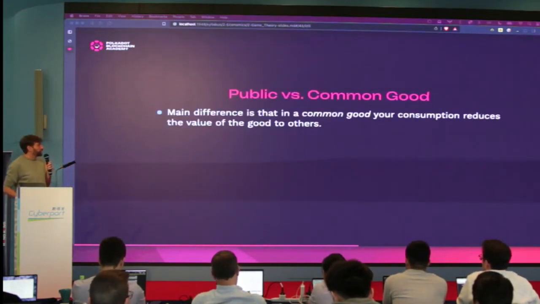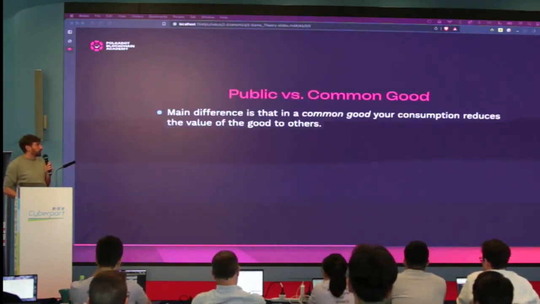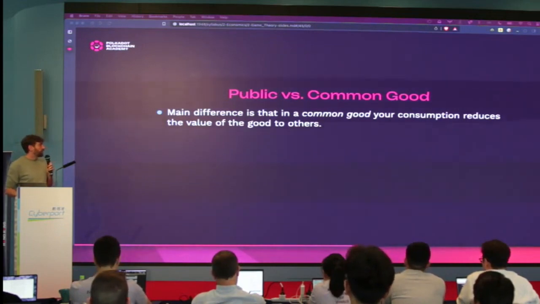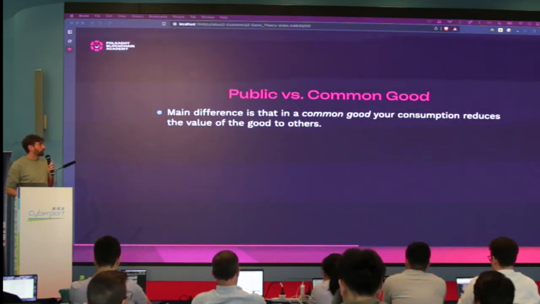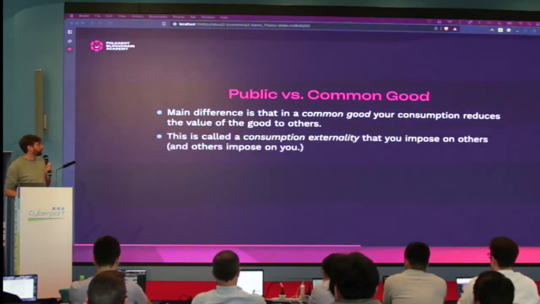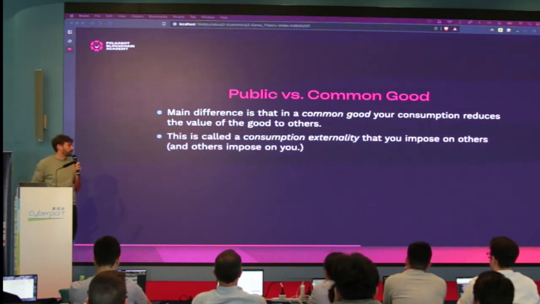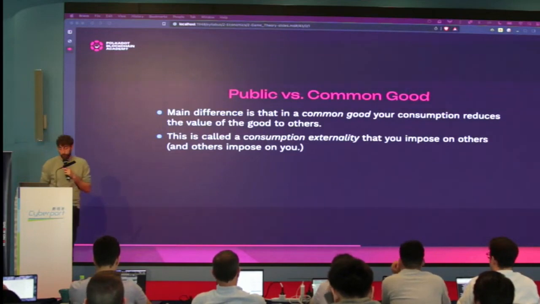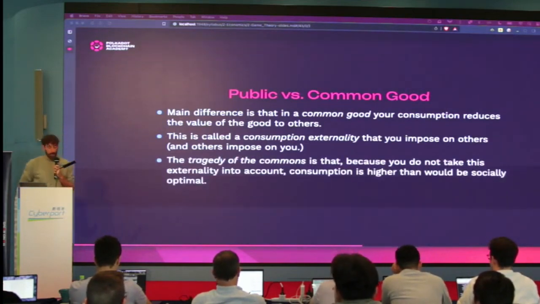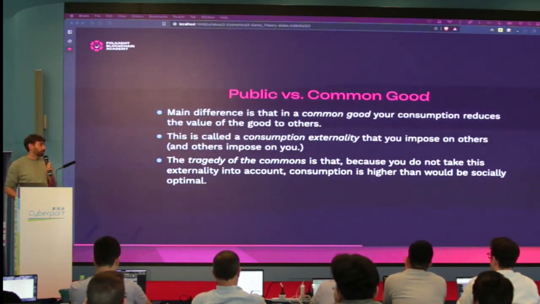So the main difference, as I said before, is that with a common good, your consumption reduces the value of the good to others. And this is called consumption externality, that you impose on others, and that others impose on you. And the tragedy of the commons is that because you do not take this externality into account, the consumption is actually higher than it would be socially optimal.